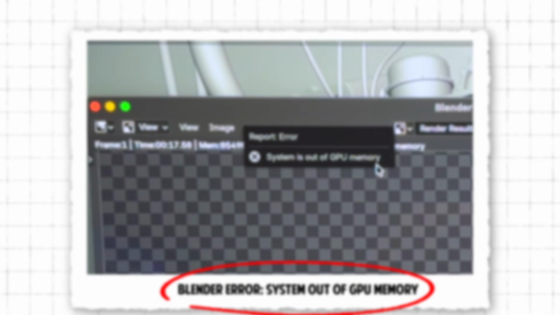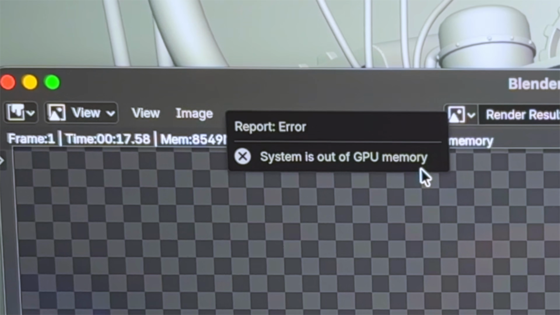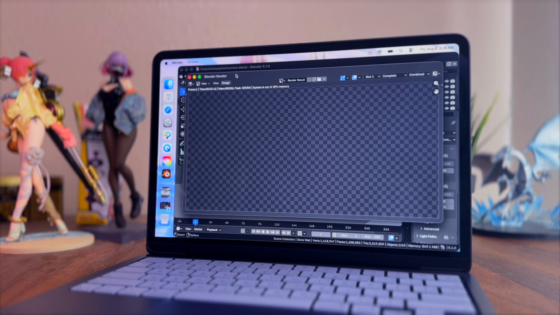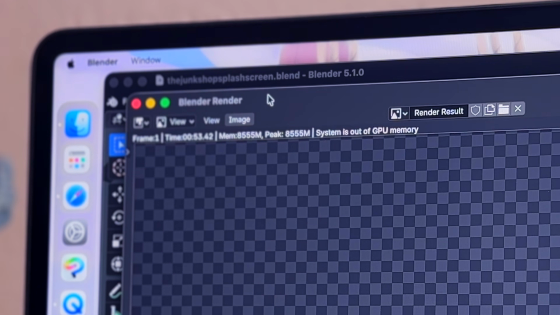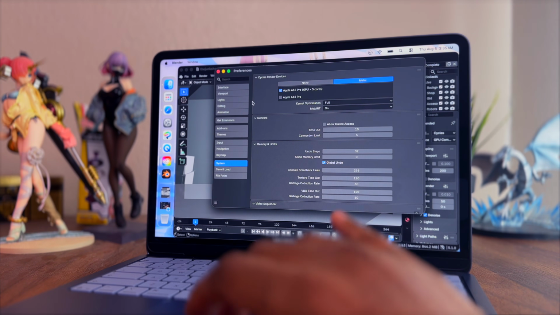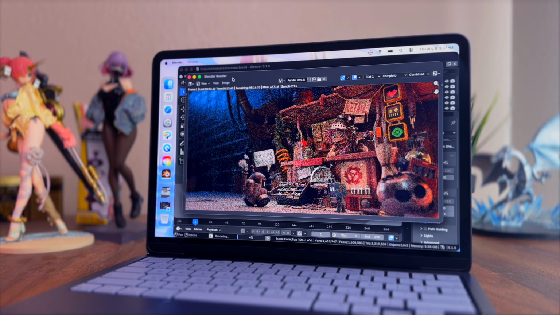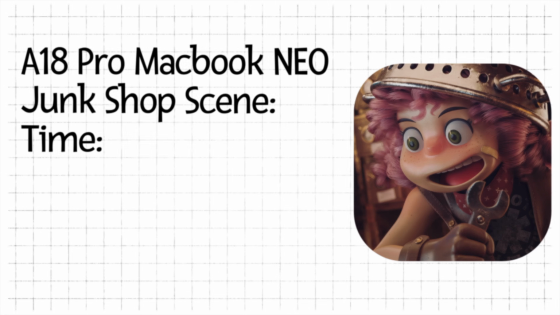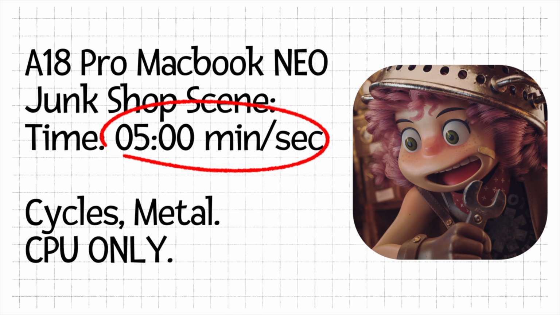For the second test, I tried to do the junk shop scene project, but it kept giving me a not enough memory error on the MacBook Neo with the A18 Pro chip. And that happened when I ran the test using the GPU only. Yet, it got the render done when I used the CPU only, as you can see right now. The time for the render using the CPU only for the junk shop project was roughly 5 minutes for the MacBook Neo with the A18 Pro chip, which to be honest is way better than I thought it would be, as I thought it would be slower.